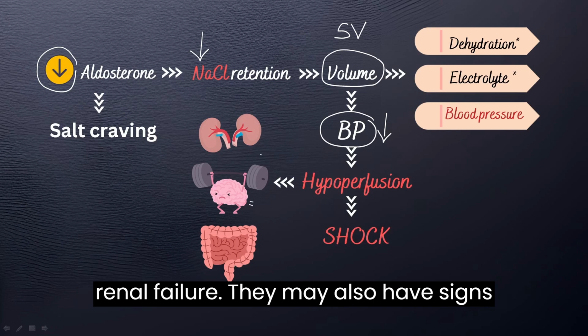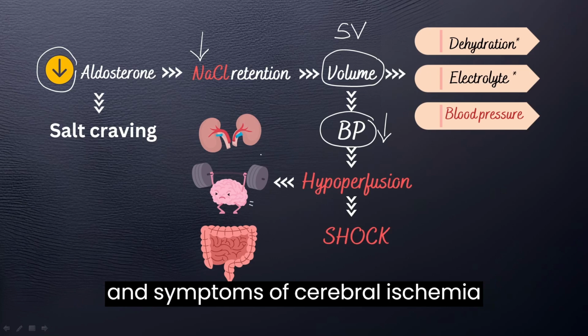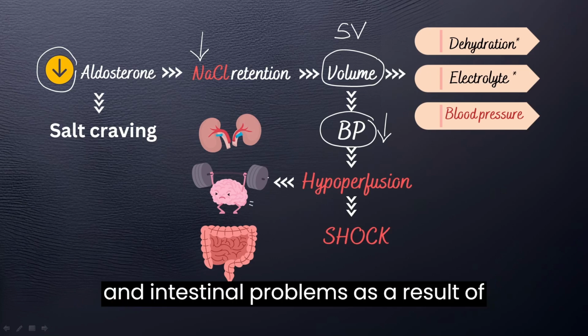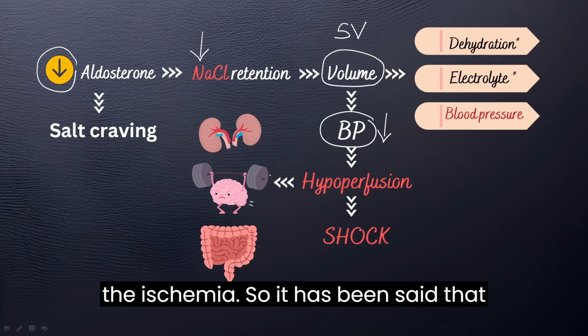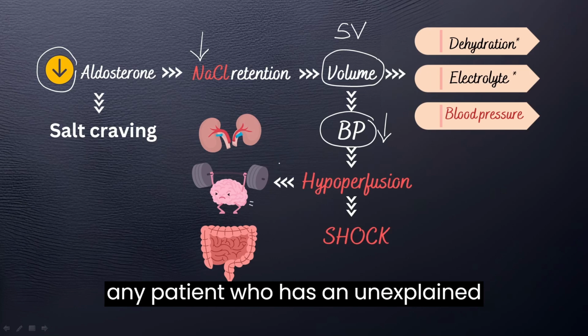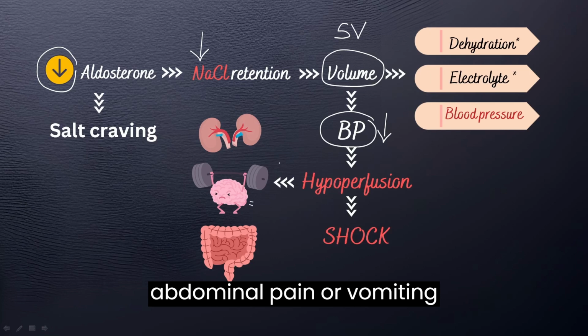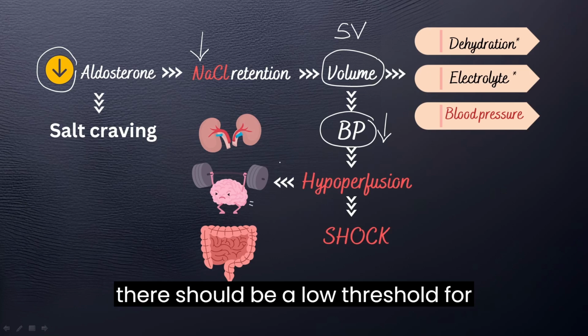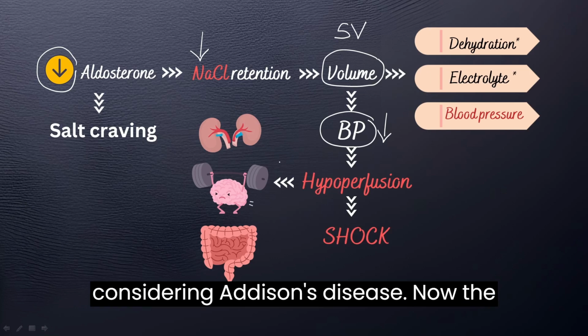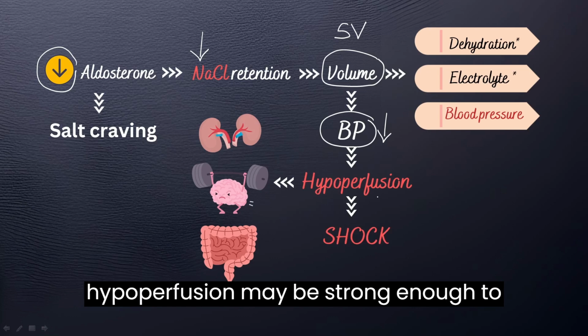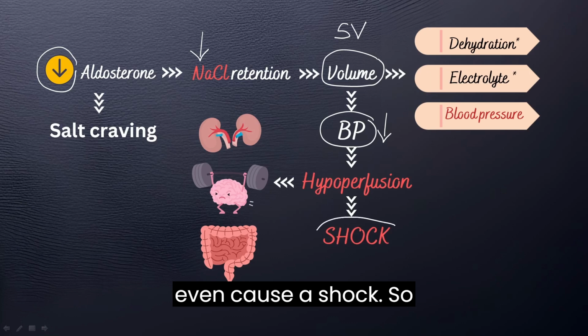They may also have signs and symptoms of cerebral ischemia and intestinal problems as a result of the ischemia. So it has been said that in any patient who has unexplained abdominal pain or vomiting, there should be a low threshold for considering Addison's disease. Now, the hypoperfusion may be strong enough to even cause a shock.